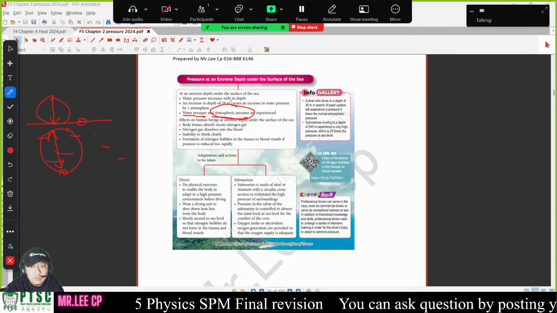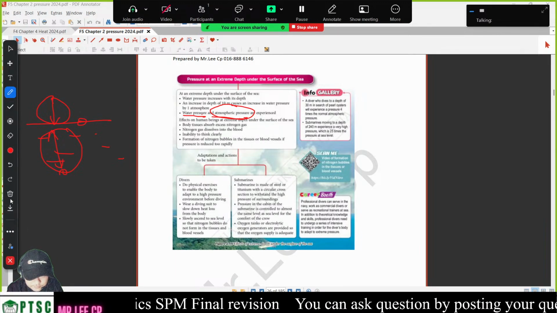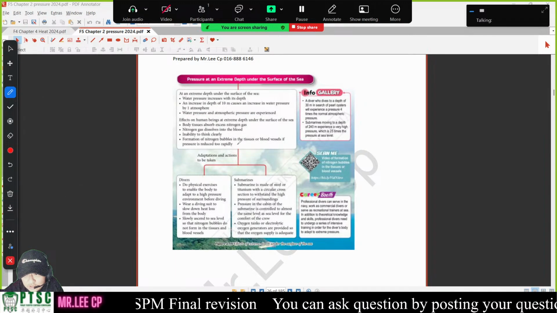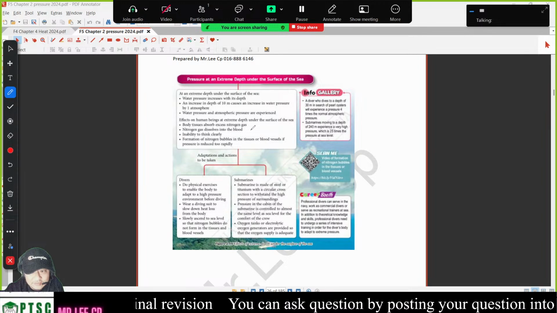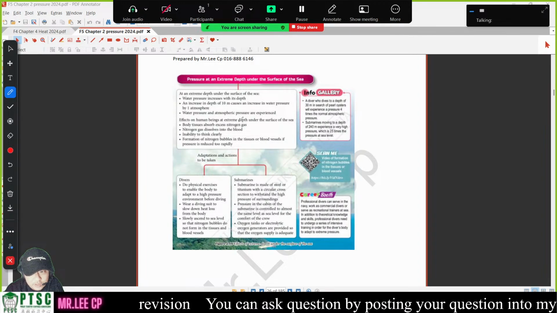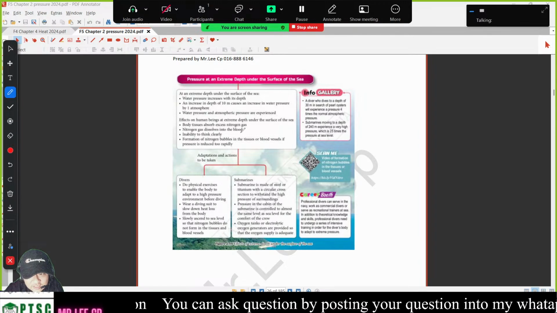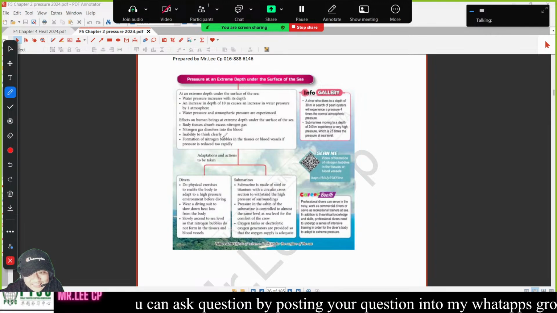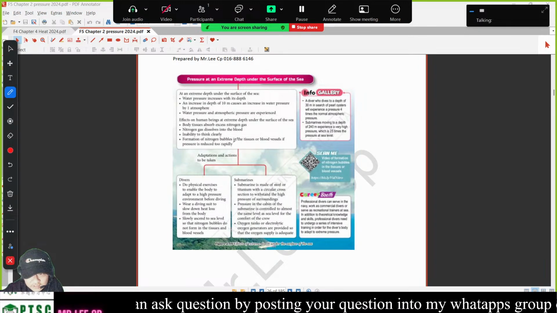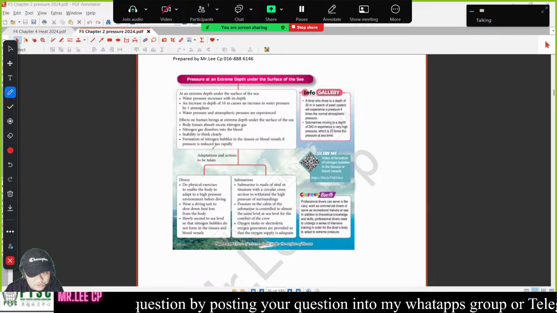So, the effect on the human body when the pressure is that high. Body tissue absorbs excessive nitrogen gas. Make sure you memorize it. Nitrogen gas is dissolved into the blood, causing inability to think clearly, and formation of nitrogen bubbles in the tissue of blood vessels if the pressure is reduced too rapidly.